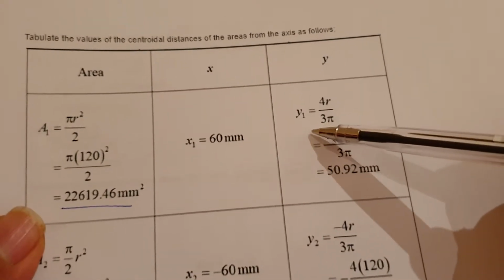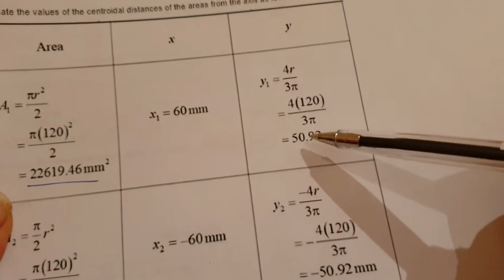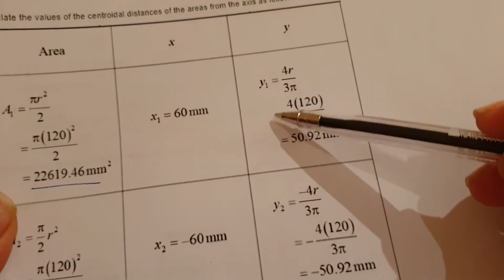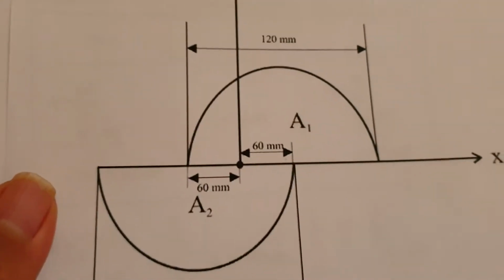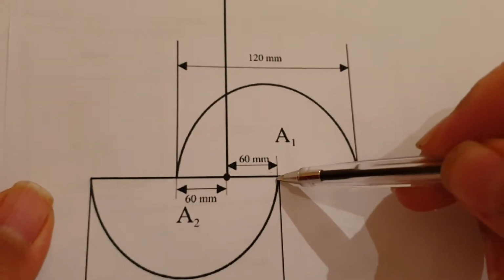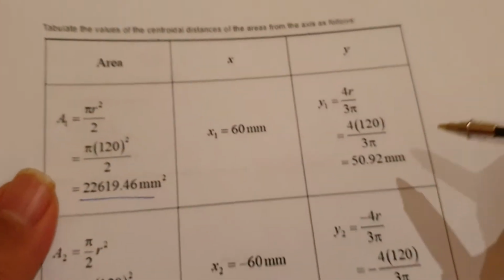y1, again, as we know that this is the centroid in the y-axis, 4r over 3 pi. It's a plus because it's going up. That's area 1. Look at area 1. You go from the center of the circle up to find the centroid in the y-axis. That's a plus. So you could find this, and you could find the same thing for that.